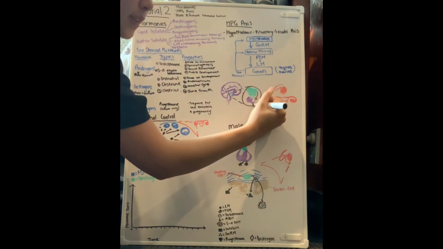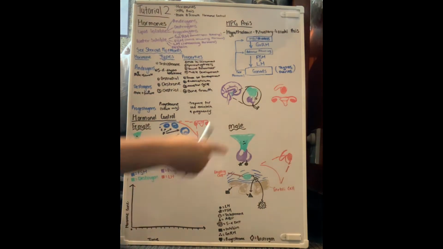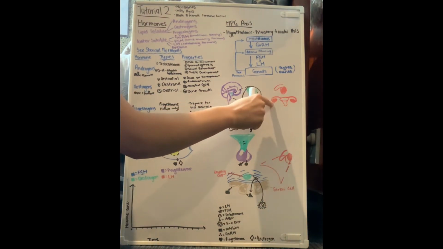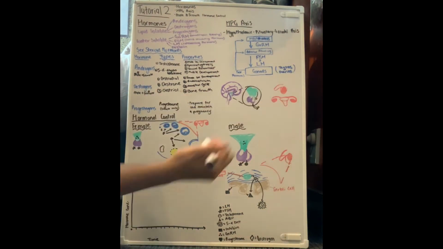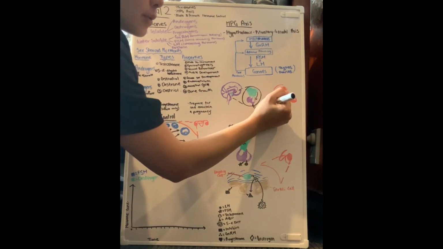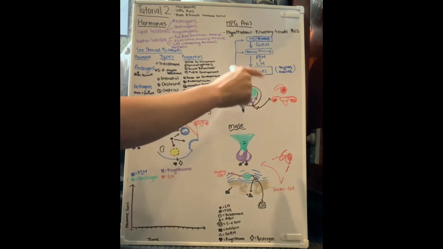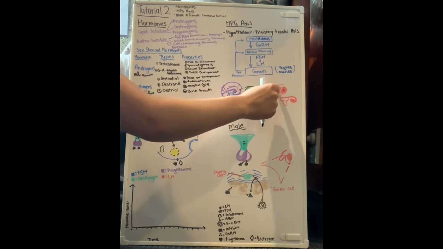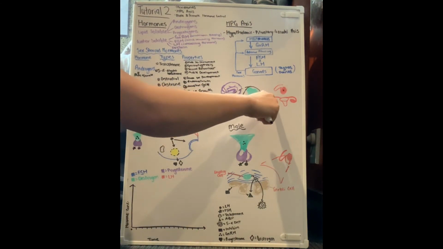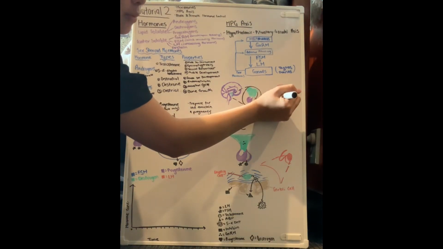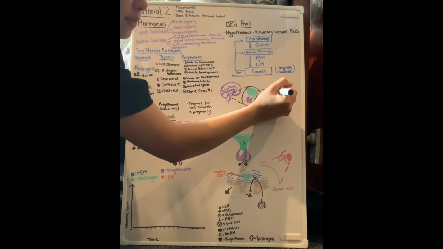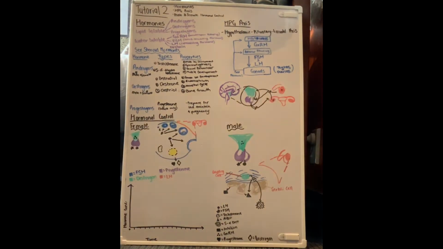Those two come out, 1 and 2. And then these go and act on the gonads, which are the ovaries in the females or testes in the males. So those go out and act on these two things. And then those release sex hormones: testosterone from the testes, and estrogen from the ovaries. And then both of these will do a negative feedback loop onto these two. So that's what's happening in the body.